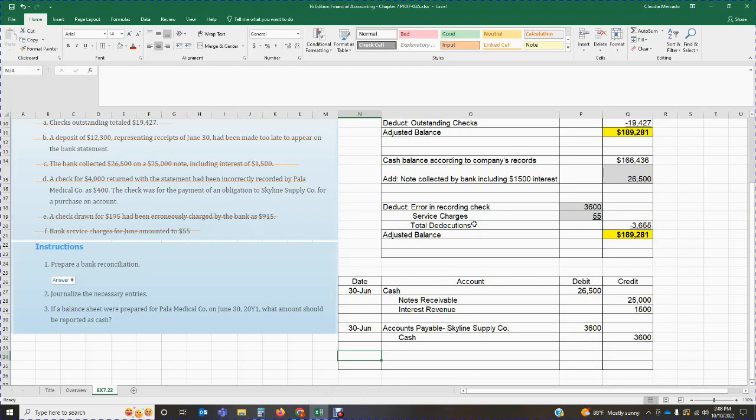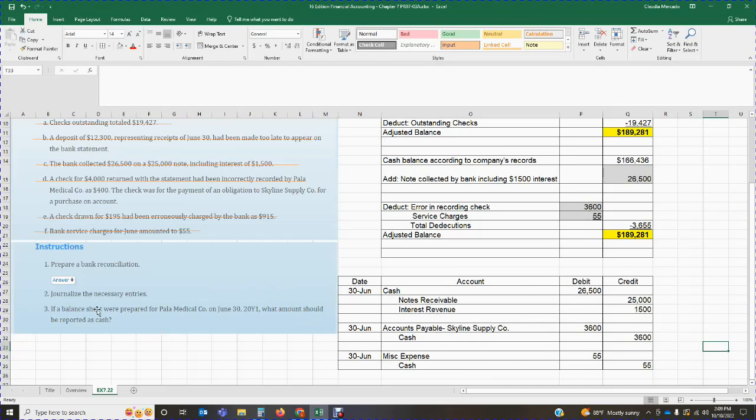Last but not least, we've got service charges, $55. Usually service charges are assessed to miscellaneous expense, so miscellaneous expense gets debited for $55. And how do you pay for any expense? You pay with cash, $55. So we have an entry for each of the outstanding items on the company's records. Remember, anything that you have outstanding, you need to record an entry for. So we've already recorded an entry for those 3 items.